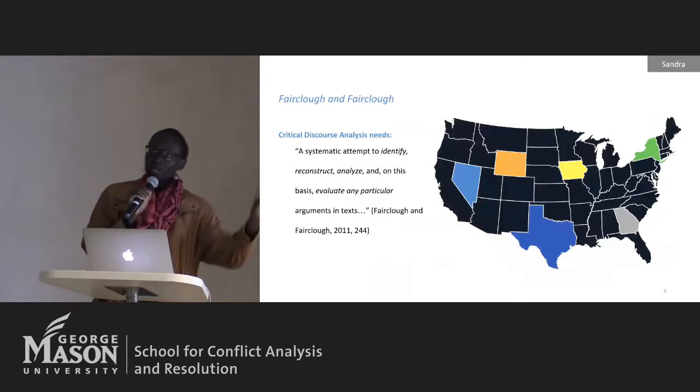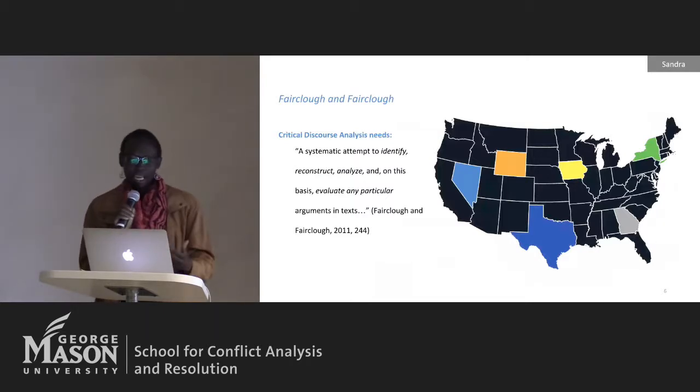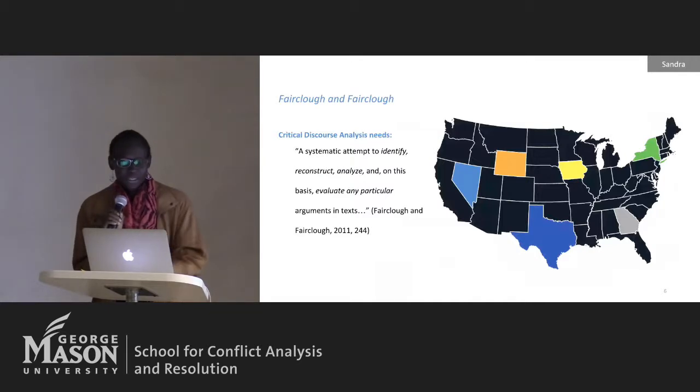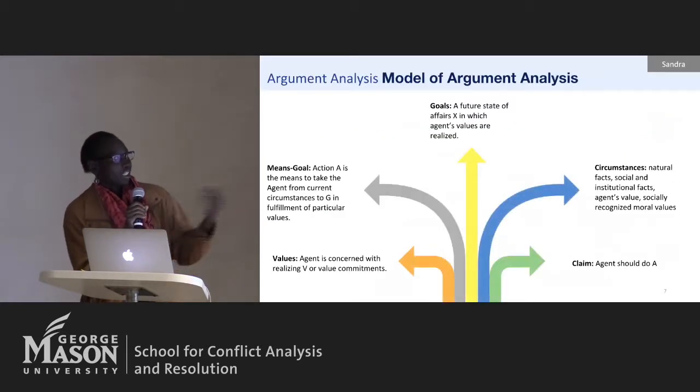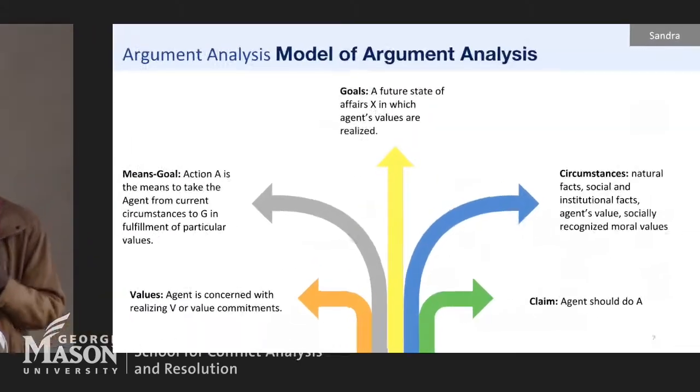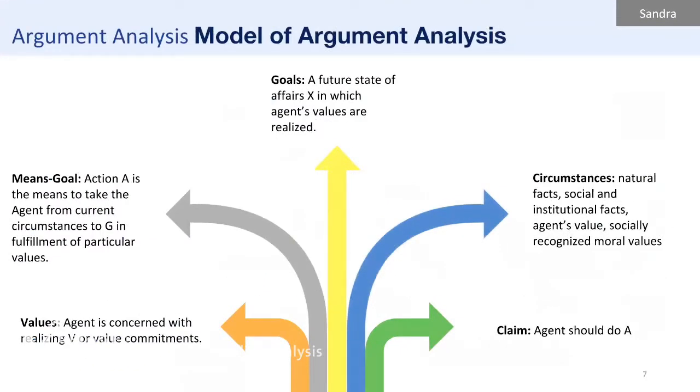So from incorporating argumentation theory and critical discourse analysis, Fairclough and Fairclough developed a model for critical discourse analysis, for analyzing arguments. And this is the model that we used for the data that we've collected. So this model basically looks at the different elements that shape an argument. So there's the values, there's the means and goals for that particular value, there's a particular goal that people who make arguments are envisioning, and then there are circumstances that guide this particular argument, and then there's a particular claim for a certain way of action or a certain argument that people are stating.